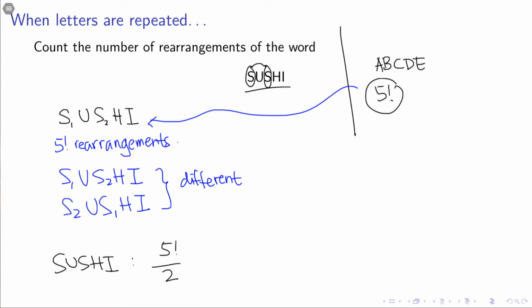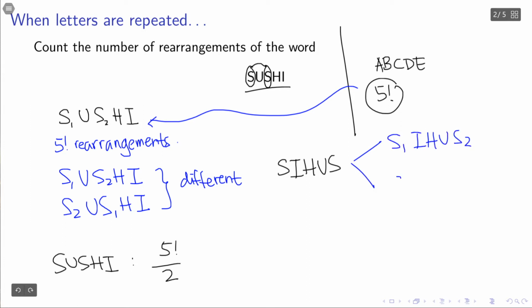Because for any way of arranging these letters, so I can write them like this, for example, with the S in front and at the back, there are 2 arrangements that are labeled, corresponding to whether you put S1 first or S2. Okay?